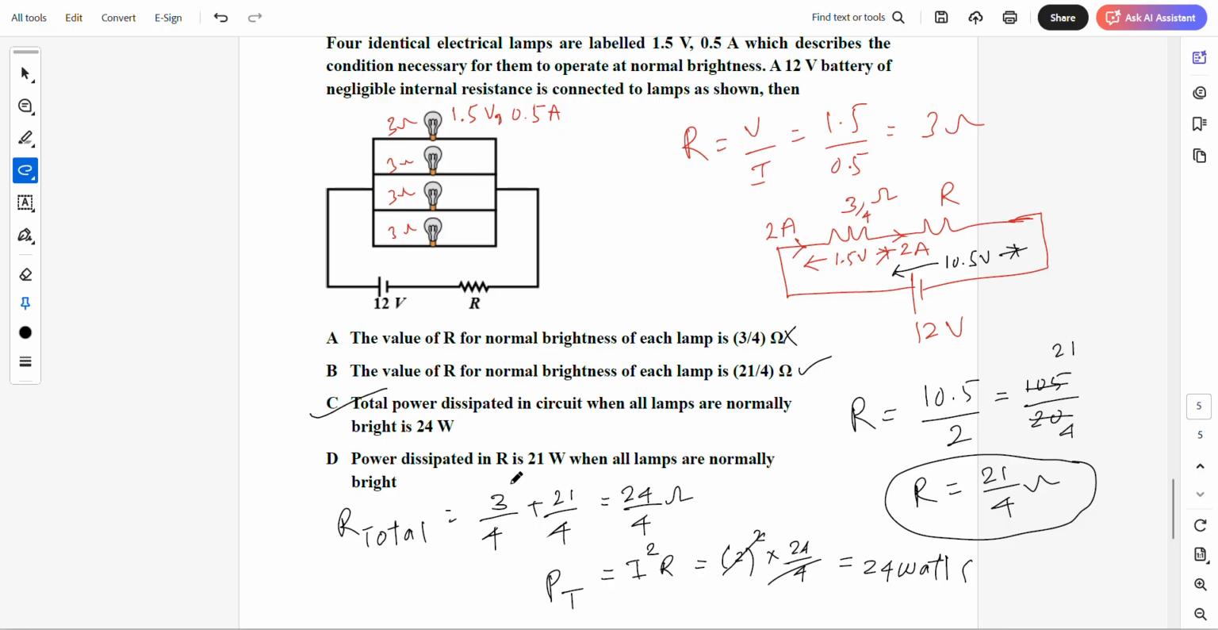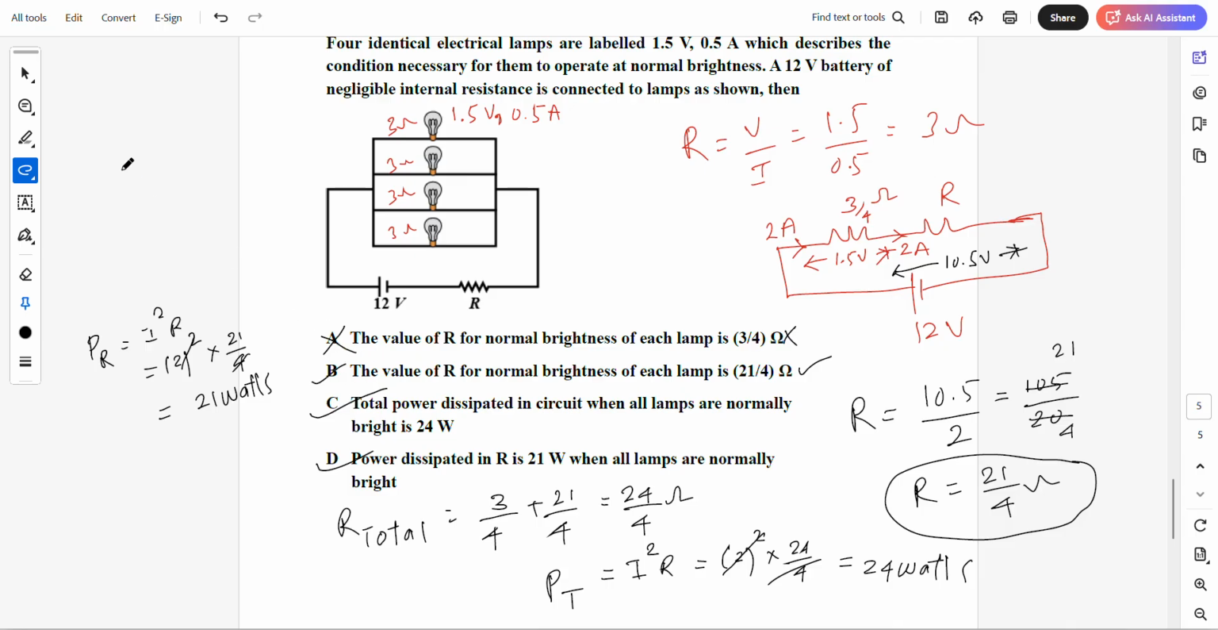Power dissipated in R is 21 watts when all lamps are normally bright. Now we will calculate power dissipated in R. Power dissipated in R is equal to I square into R. I is 2, the whole square. R is again 21 by 4. This 4 gets cancelled. That is equal to 21 watts. This is also the right answer. Then B is also right, C is also right, D is also right, A is wrong.